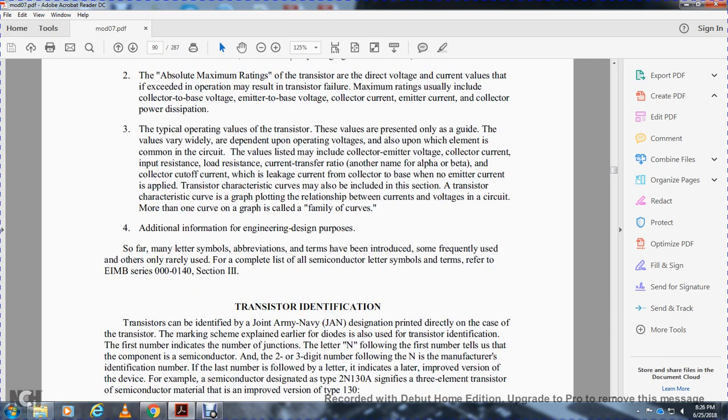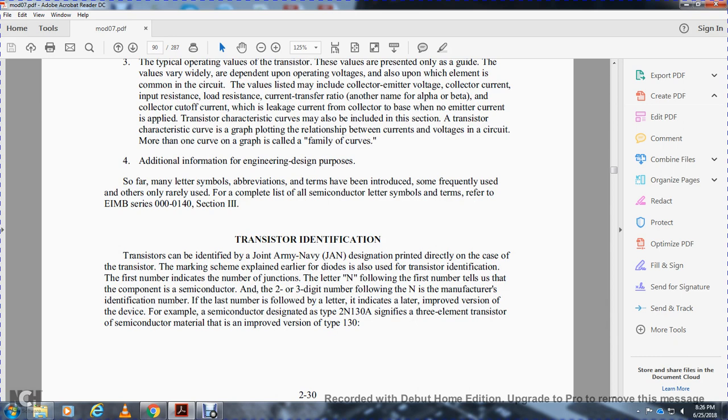Section 3, Transistor Identification. The transistor can be identified by the joint Army-Navy designation printed directly on the case of the transistor, making it simple to explain, as with the earlier diodes used for transistor identification. The first number indicates the number of junctions, followed by the letter N. The first number tells you the component is a semiconductor. The digits following the N are the manufacturer identification number. The last number, if followed by a letter, indicates an improved version of the device. For example, the semiconductor designated 2N130A signifies a three-element transistor, semiconductor material, improved version, type 130.